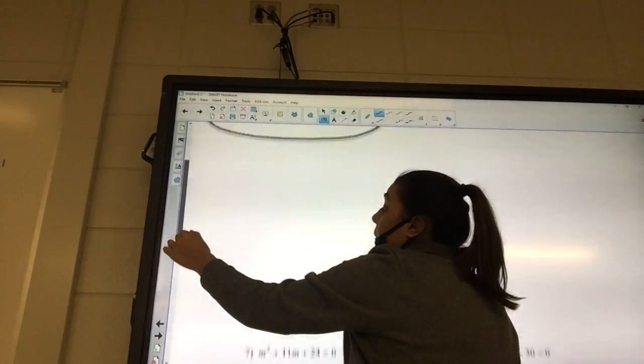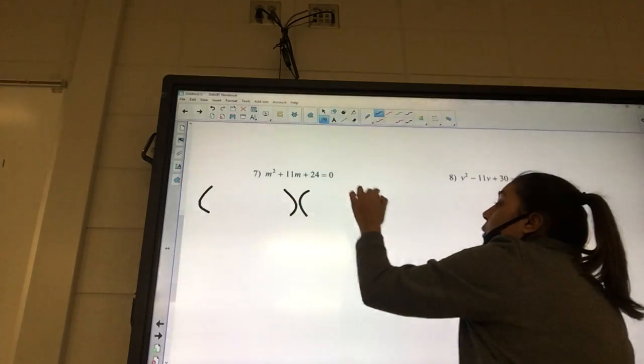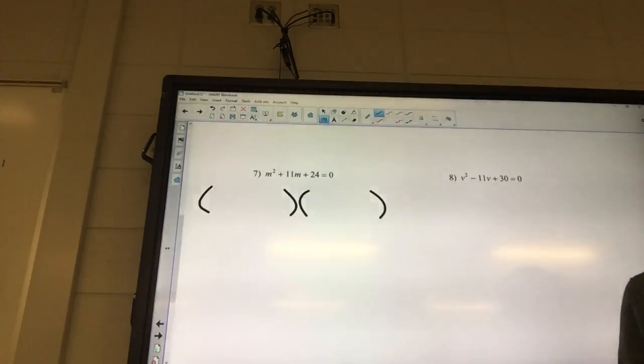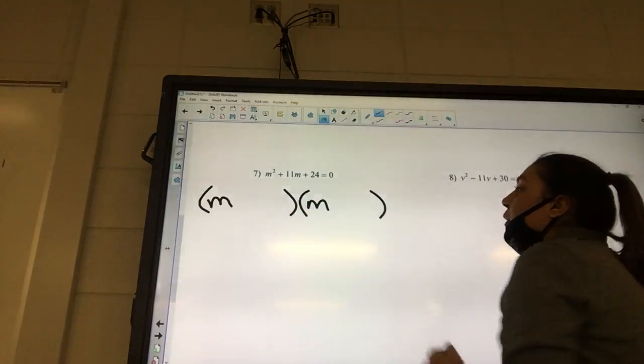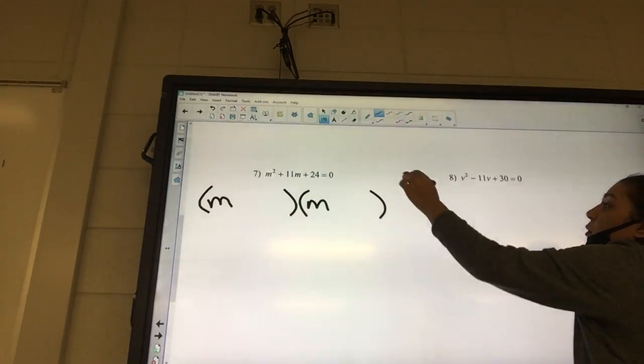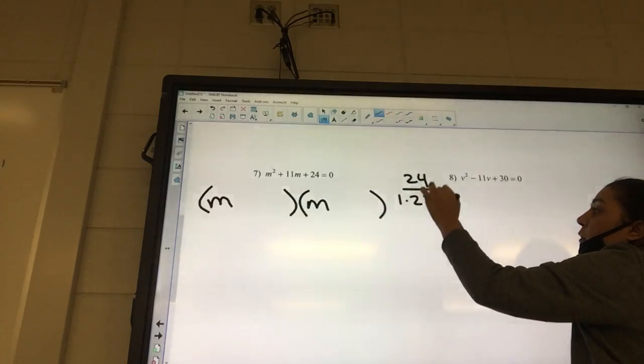Okay, let's look at this one. So we draw our parentheses. What can we fill in for sure? M and M. Okay, what are we finding the factors of? 24. What's the first one I can list? 1 and 24.